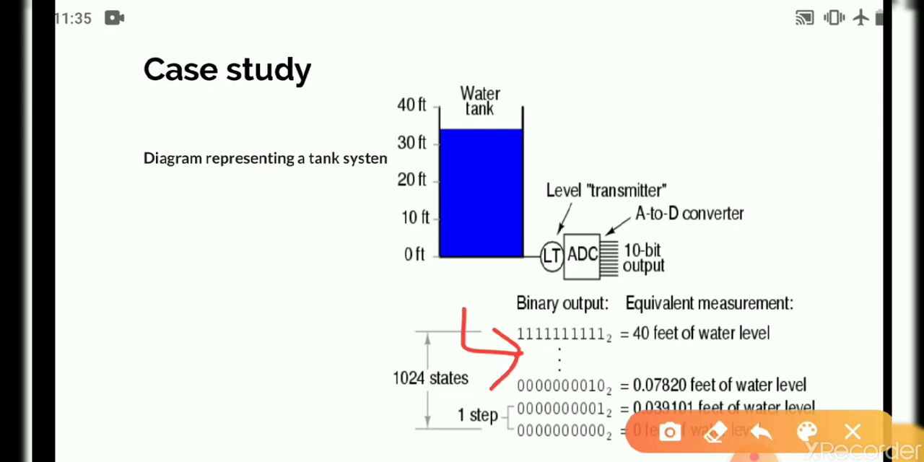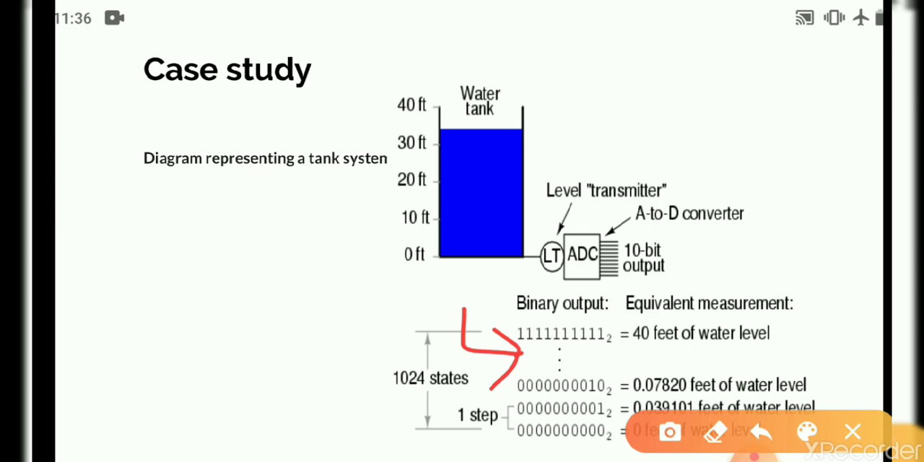Similarly you can see for 0.07820 feet of water level, it corresponds to 010, which is 2 in decimal. So this is the conversion table, where for each 0.039101 feet we have a new binary number, and we have the maximum number at 40 feet, which is ten times 1.